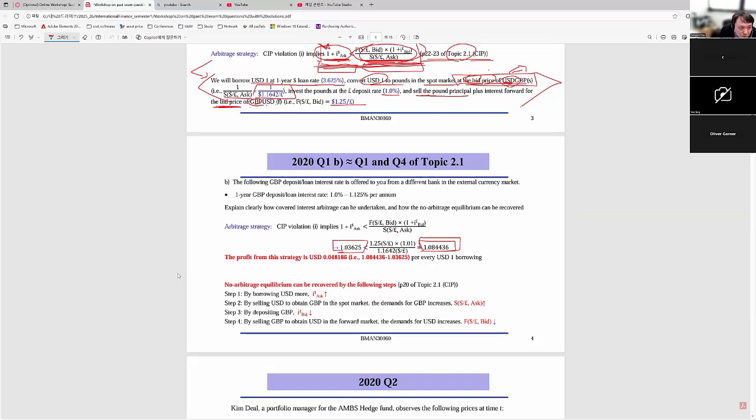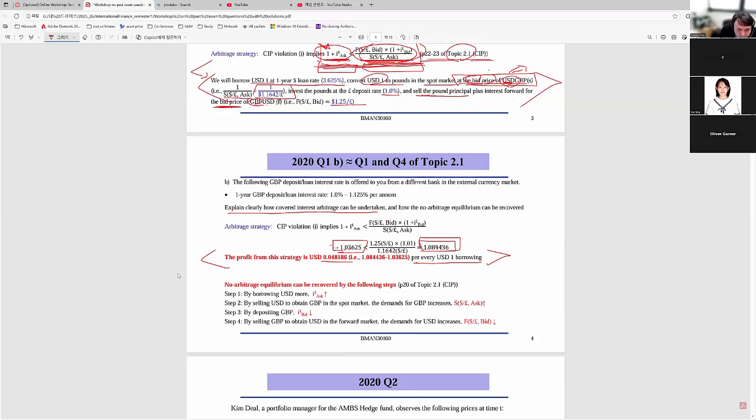Now remember, we implement this strategy by borrowing $1. So your profit, the difference is going to be per every $1 borrowing. If you borrow $10,000, then you have to multiply this by $10,000. So the profit from this strategy is the difference, what you're going to get minus what you have to pay back per every $1 borrowing. Now, explain clearly how covered arbitrage can be undertaken.